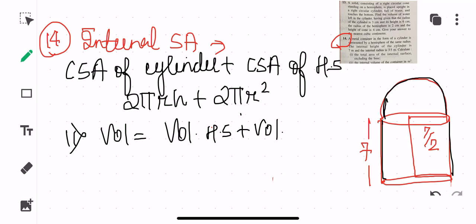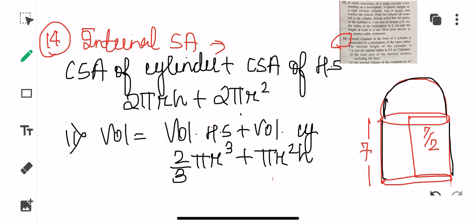That's a very easy question, children. So volume of hemisphere will be given by what? 2 by 3 pi r cube, and for cylinder it will be given by what? Pi r square h. Since the r value is same for both of them, if you want you can take pi r square common. So this will become pi r square into 2 by 3 r plus h. So you can easily replace in this formula to get your answer.